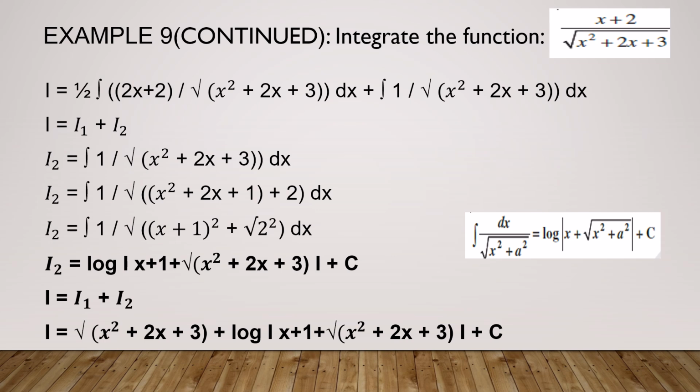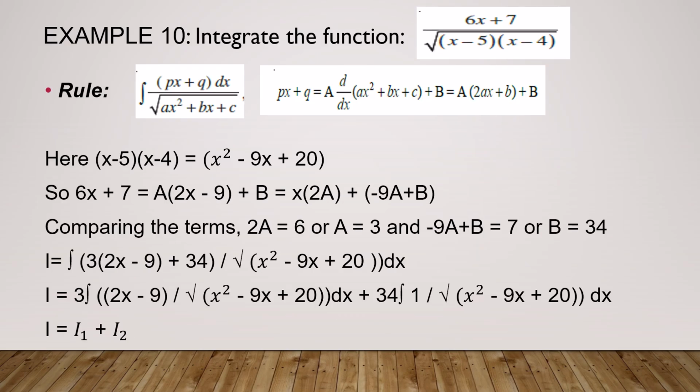So it is of the kind dx upon root of x square plus a square. So the integral is log mod of x, but instead of x you have x plus 1, plus root of x square plus a square, meaning our original function, x square plus 2x plus 3. Now combine both the integrals. So your final answer is I is equal to root of x square plus 2x plus 3 plus log of mod of x plus 1 plus root of x square plus 2x plus 3, plus constant c.